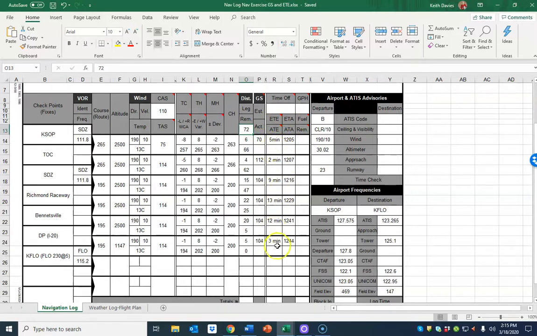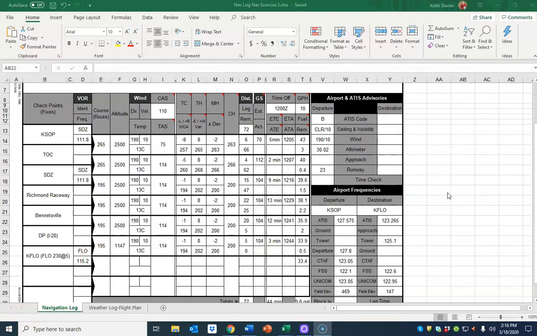actual. Now, what I'll have is I have this nav log with me on my knee board, and as I get to each checkpoint, I'll fill in my actual time to see if I'm tracking like I planned, or if I'm ahead, if I'm fast, if I'm slow, and that way I can track my actual flight.